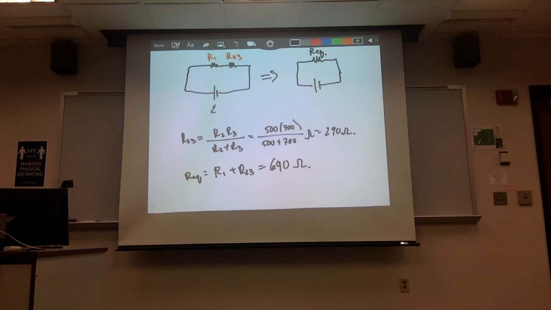So now that we have REQ, we can find the current coming out of the battery. Let's call that current IEQ. Ohm's law tells us that IEQ is equal to the potential, which in this case is the EMF, since the EMF here is the same as the EMF here by conservation of energy, divided by the resistance, which is simply REQ. So it's our potential, 120, divided by 690, which works out to be 0.174 amps. So this is my IEQ.